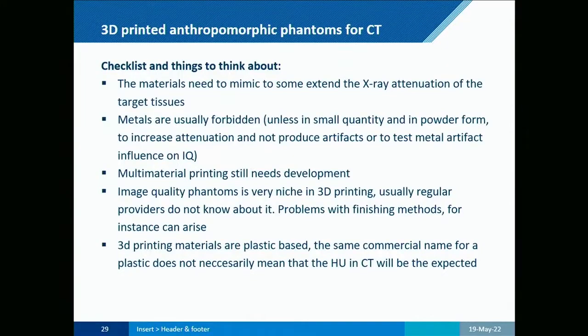Normally these materials are plastic-based, and for the chemist in the house, the same commercial name for a plastic doesn't mean that the attenuation of that plastic is going to be the same. You can buy two ABS from different providers, and they can look totally different when you scan them, because you only know the commercial name of the basic polymer chain. But they have dopings and different other alterations to make them more durable, more hydrophobic, whatever. So it's important always to do test rounds of the materials you're going to be using for the printing.